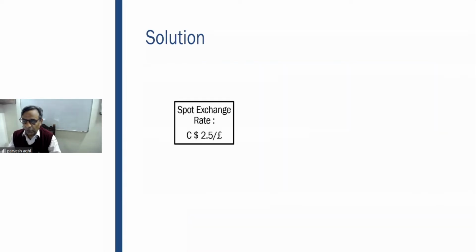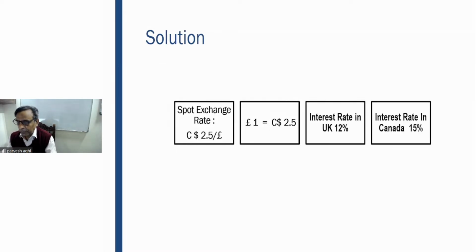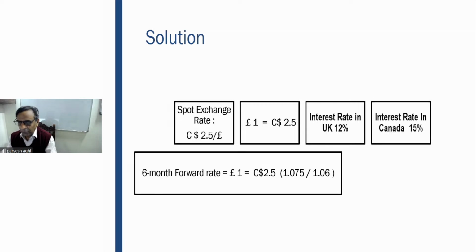Now, the spot rate, which is given as £1 is equal to 2.5 Canadian dollars. So interest rate in UK is 12%, interest rate in Canada is 15%, and the 6 months forward rate would be basically £1 is equal to 2.5 Canadian dollars into the rate of interest in the home currency, which is basically the Canadian dollar.